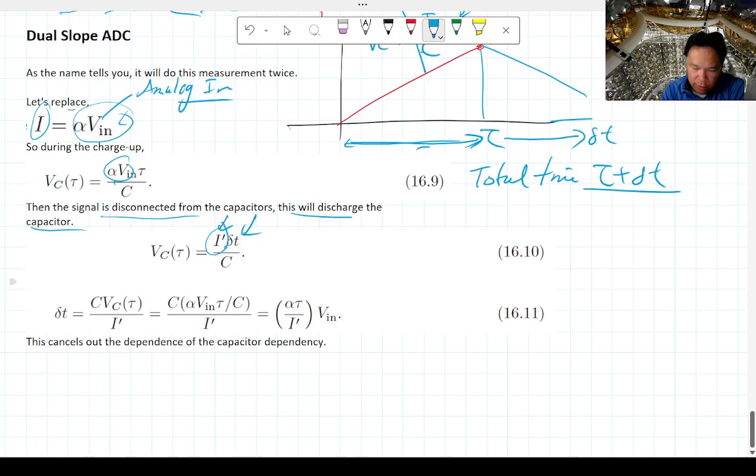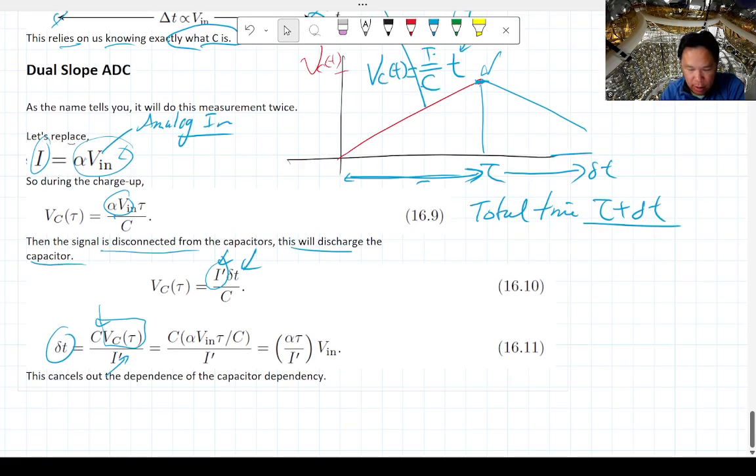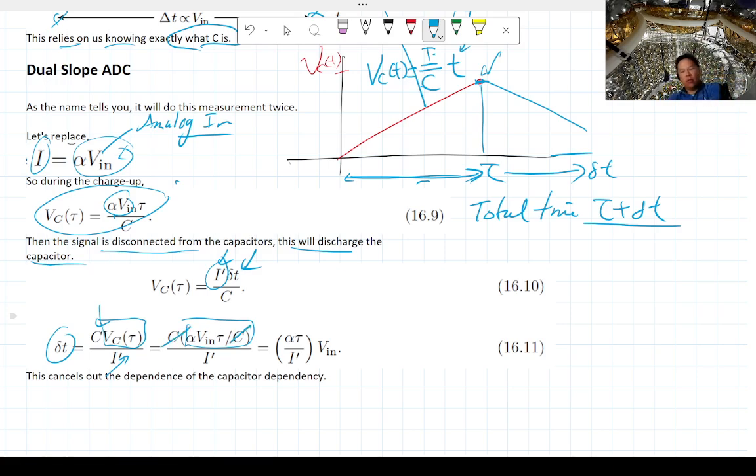Well, if you solve this equation for delta t, it just turns into C over I prime with VC on top. But the cool thing is that VC, you already know what that is. VC at tau is the maximum charge you have up here. So we can replace that with what we have up here, and therefore the C's actually cancel each other out. Now, in this case, this method of sampling what the voltage is for the ADC no longer depends on the capacitance. And that's the cool thing about it.